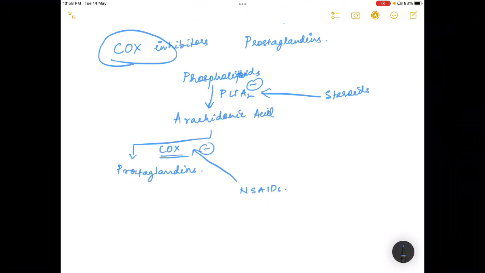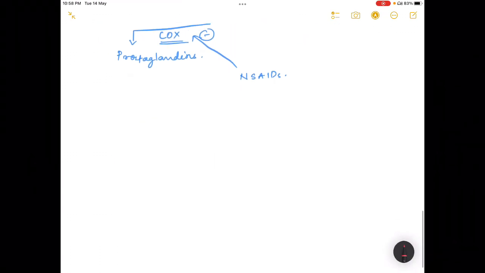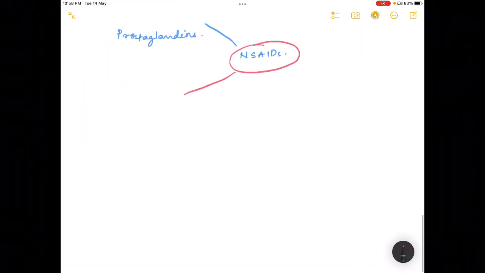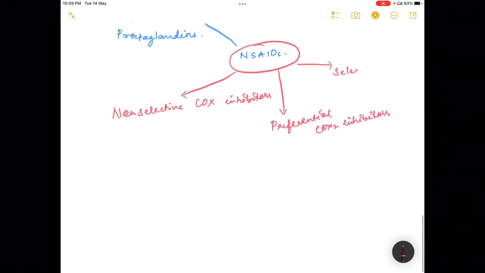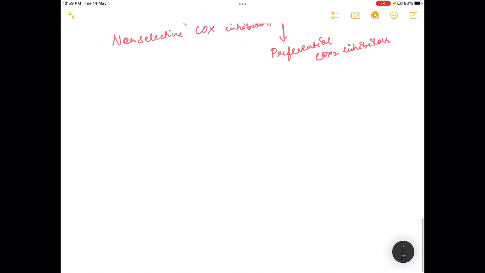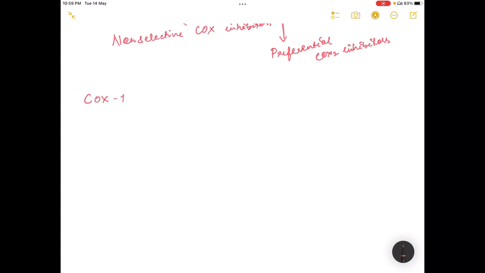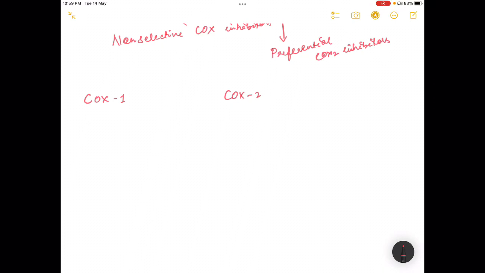COX enzyme. So basing on which COX they inhibit, the NSAIDs are classified into non-selective COX inhibitors, preferential COX-2 inhibitors, and selective COX-2 inhibitors. So first let us come to the point that how many types of COX are there? Cyclooxygenases are of three types: COX-1, COX-2, and COX-3. So COX-1 is a constitutive enzyme.